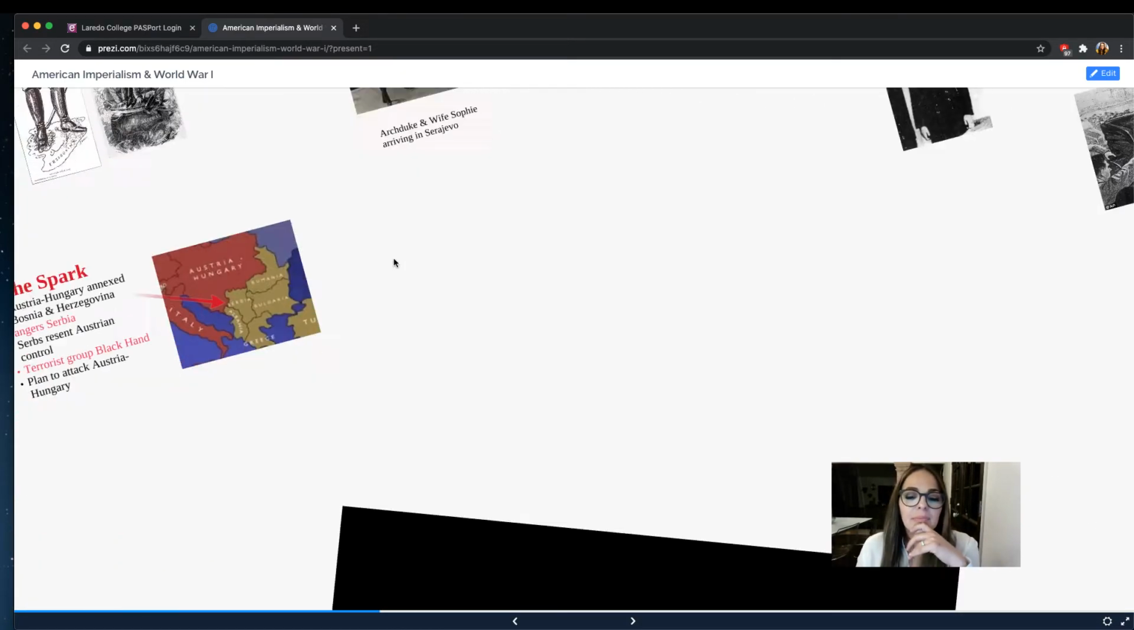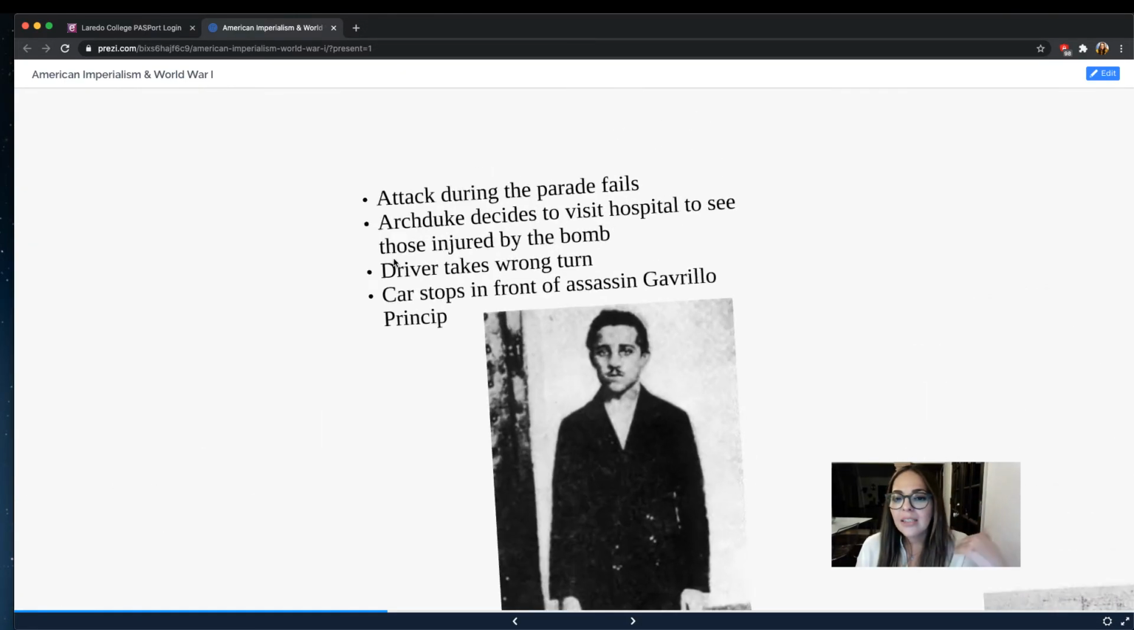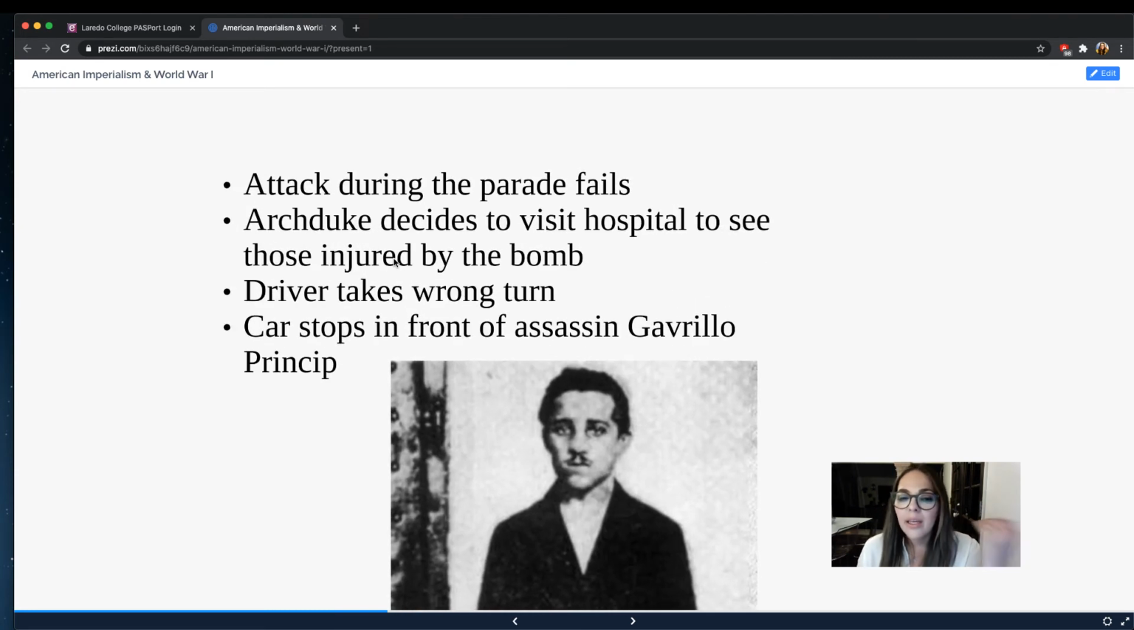Well, because when the Black Hand finds out that he's coming and the newspapers publish the parade route, right? They know where he's going to be. These guys are going to plan an attack to kill him, okay? And so you've got Princip, Gavrila Princip, who is just one of the assassins ready to take his shot.